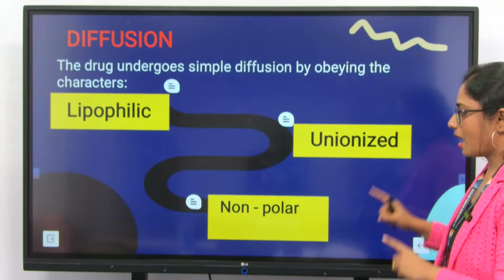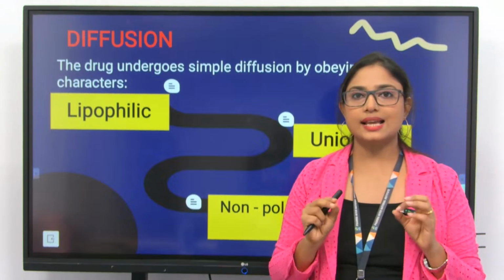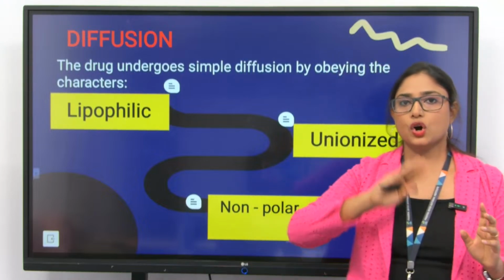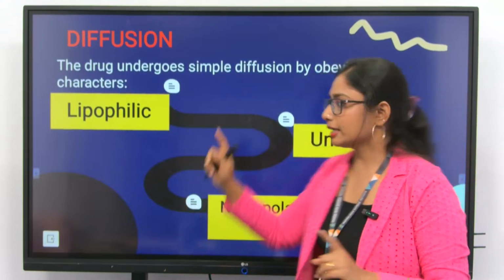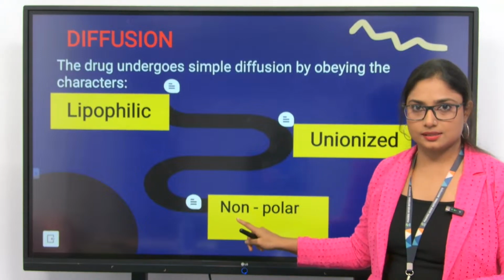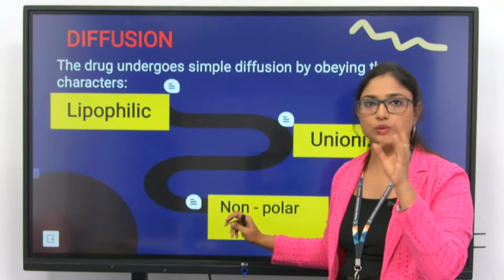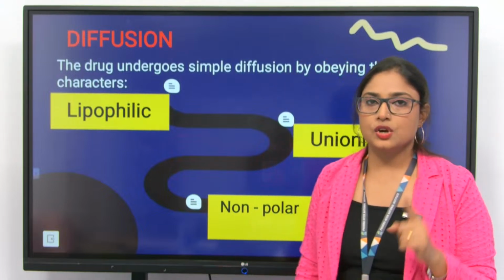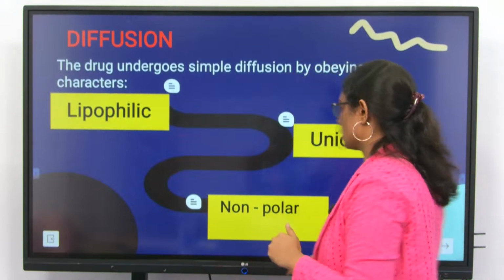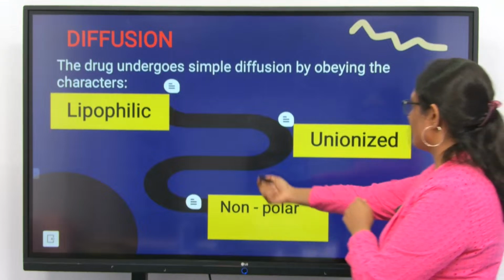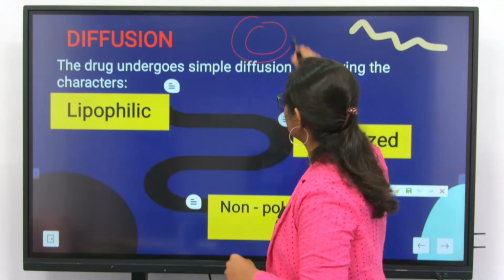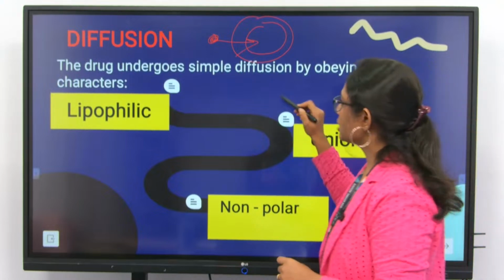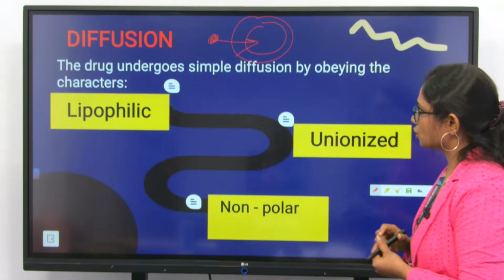These three factors are very, very important in case of easy diffusion. For a complete diffusion of a drug into the bloodstream, it should satisfy these three factors. Very important. As a pharmacist, one should know this. First, it should be lipophilic, as I've mentioned, for a drug to diffuse across a cell membrane. Our cell membrane is made up of a lipid bilayer. For a drug to diffuse across the cell membrane, it should be lipophilic in nature.